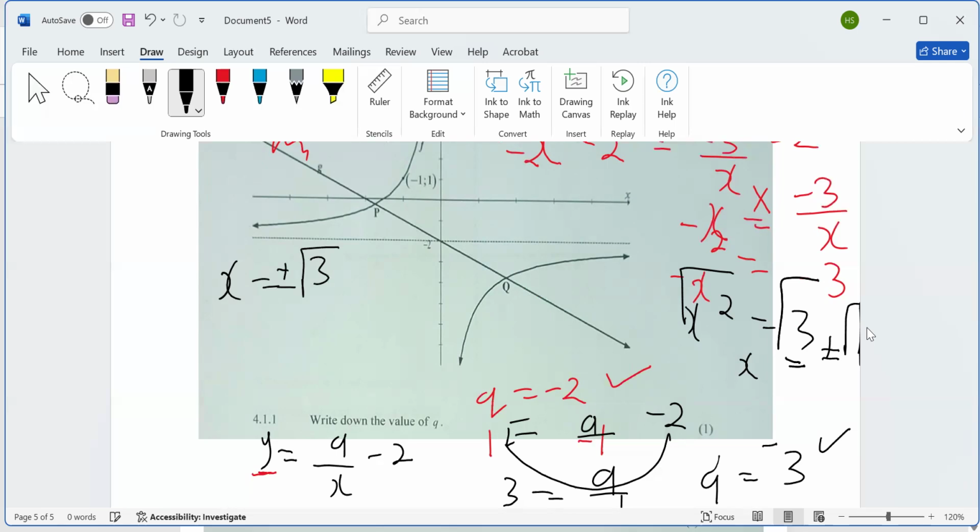Now, you can leave your answer here or you can write it as a decimal. Yes, because they just said they wanted the x value. What do you get for the square root of 3 in decimal places? X is equal to the positive 1.73, and the negative is the same. It's just that we have one positive, one negative: 1.73 and negative 1.73.